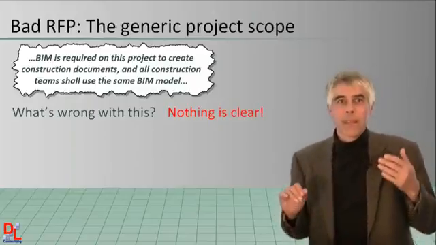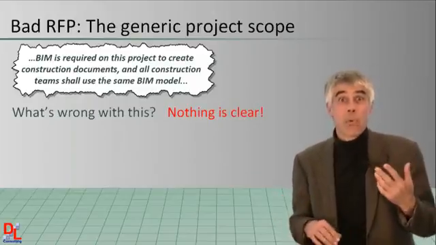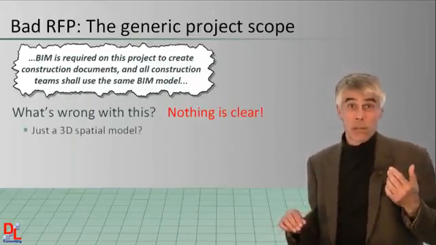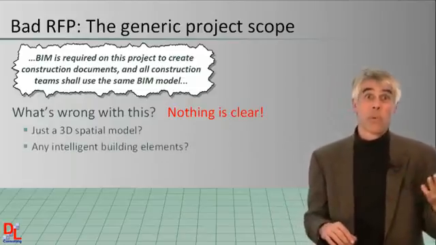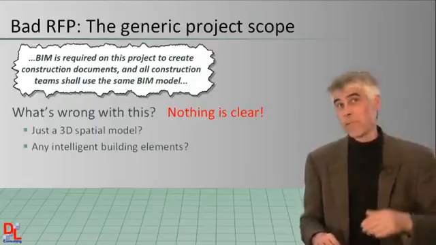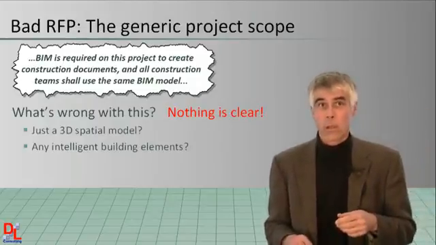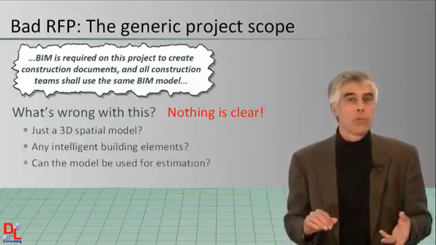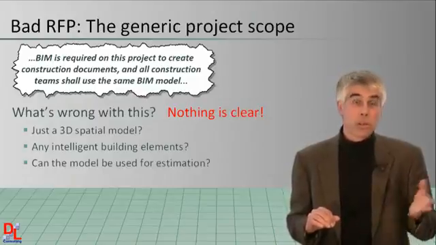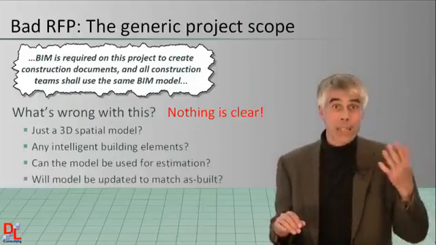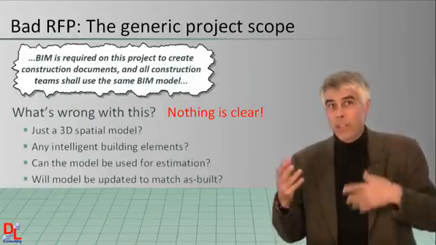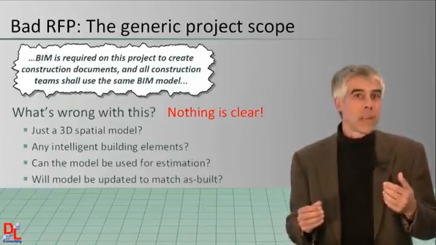For example, is the model nothing more than just a 3D spatial model? Does the model contain any intelligent building elements, for example, walls or doors or windows or HVAC components and so forth? Can and will the model be used for project estimation? Is the contractor required to update the model to match the project as built? The generic scope leaves all these concerns up in the air.